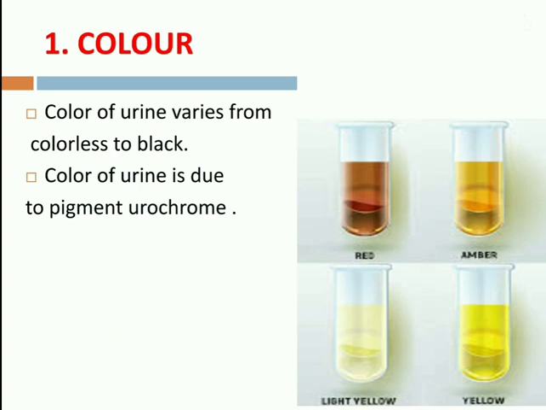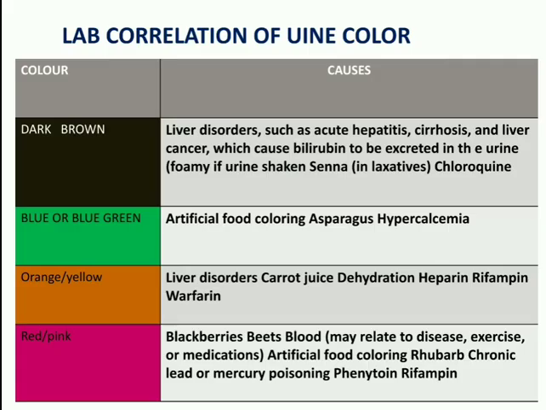Now let's see all the physical characteristics in detail. First one, color. The color of urine is due to the presence of a pigment called urochrome. The urine may vary from colorless to black. This depends upon the intake of food or even medication. Some of the lab correlation of the urine color.